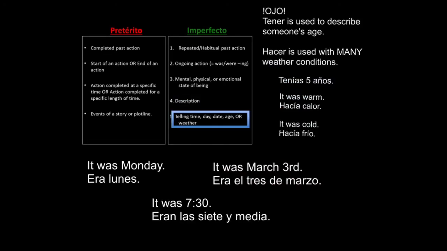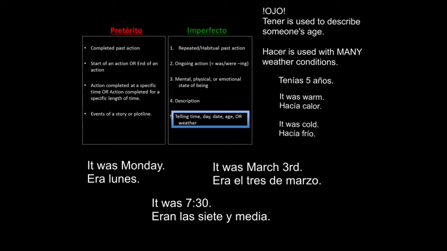The imperfect tense is also used when talking about time in the past. This can mean making statements about giving the day, date, month, year, or the time of day. In addition, the imperfect tense is used to describe someone's age in the past. Remember to use the verb tener when you are describing someone's age. Here are some examples. It was Monday, era lunes.